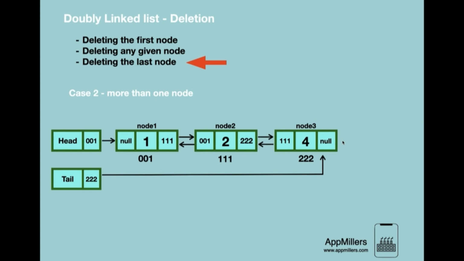So in this lecture, we have looked at deletion of a node from a double linked list in 3 different cases. So we have learned how can we delete a node from beginning of double linked list, delete a node from any given location in double linked list, and we learn how can we delete the last node in double linked list. Now in the next lecture, let's combine these 3 cases and create an algorithm of deleting a node in double linked list. So see you in the next lecture.